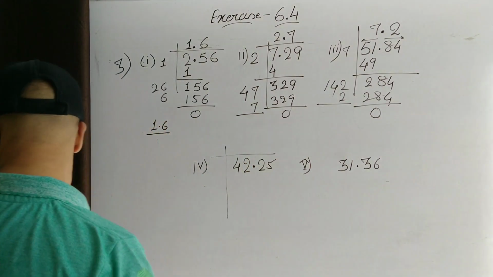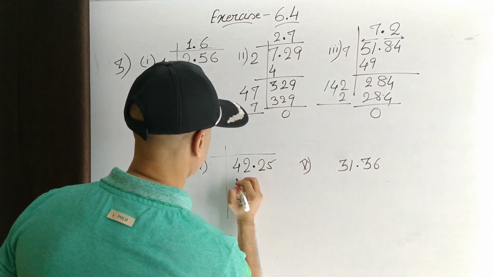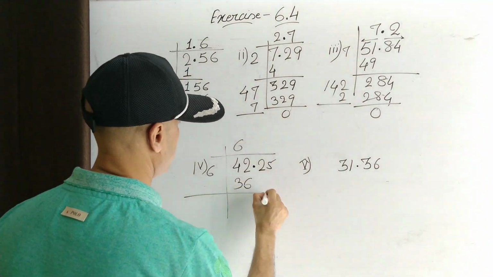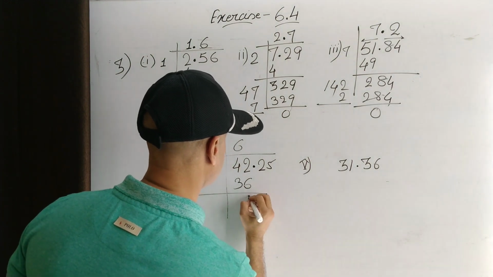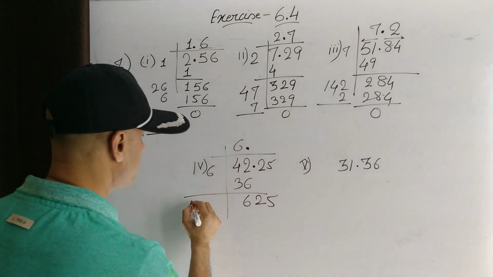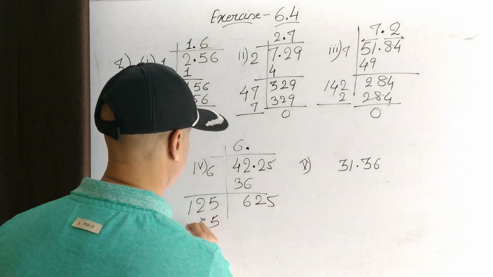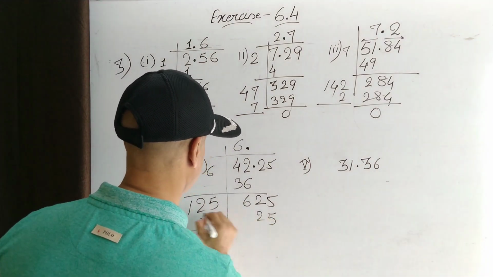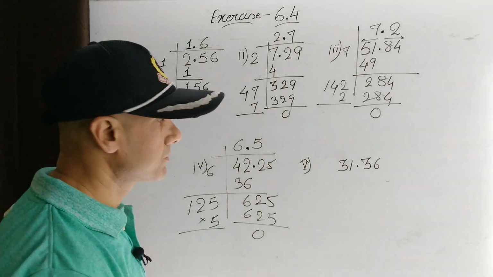This one, we'll do 42 plus, we'll put 36 here and we'll have 6 here, 6 here. Put the decimal. Okay, we'll have 6 and we'll put decimal here and get 25 down. 6 into 2, 12. And we'll put 5, we'll multiply with 5. So we'll have 5 here, 25, 2 here and 6 here, 0. So we'll have 6.5 as answer.